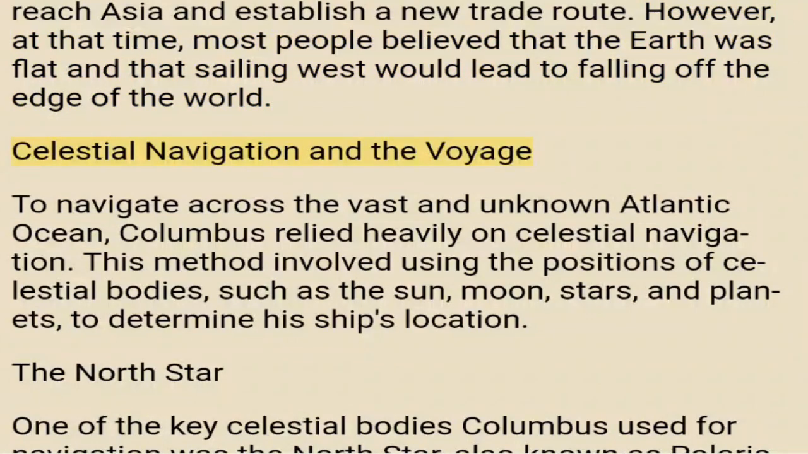Celestial navigation and the voyage. To navigate across the vast and unknown Atlantic Ocean, Columbus relied heavily on celestial navigation. This method involved using the positions of celestial bodies, such as the sun, moon, stars, and planets, to determine his ship's location.